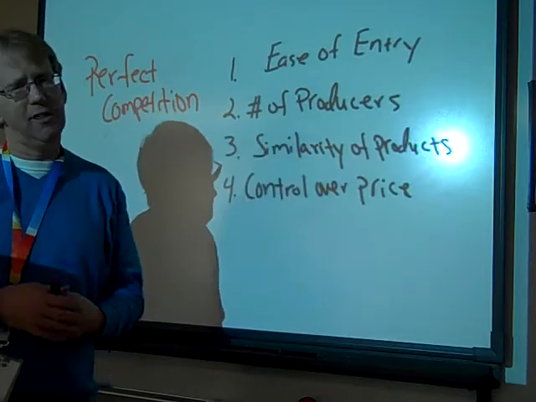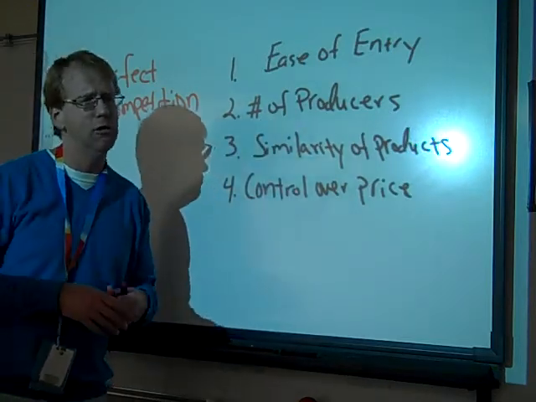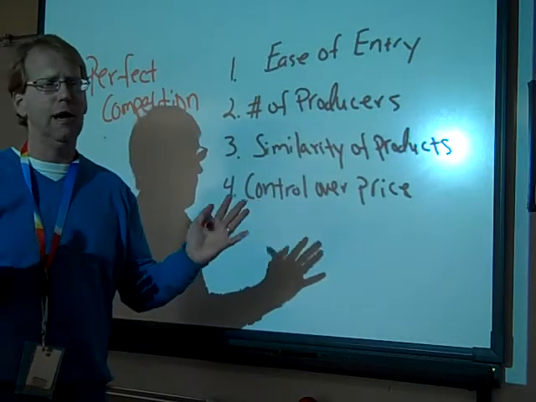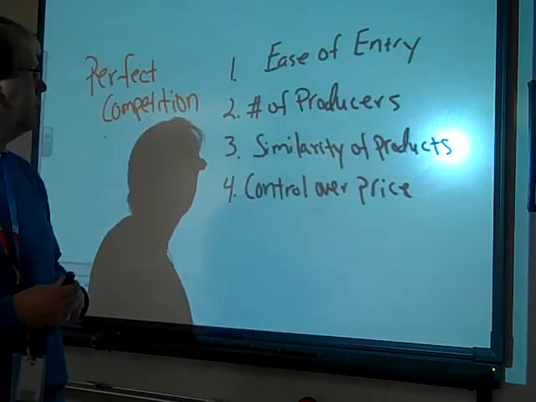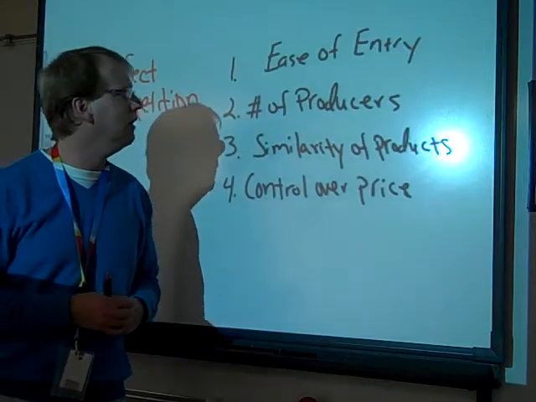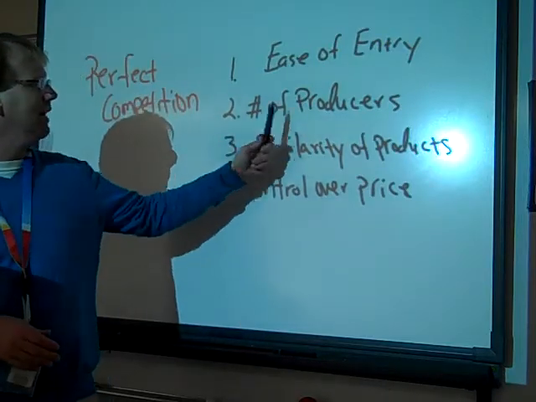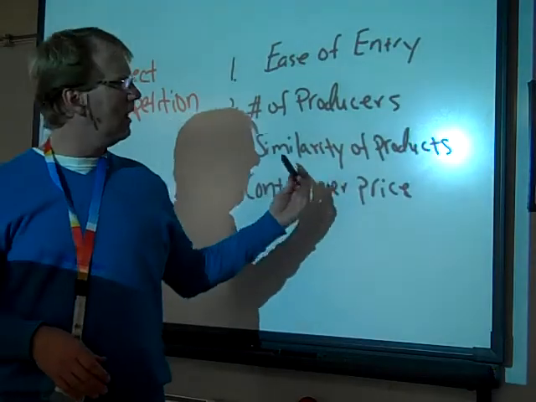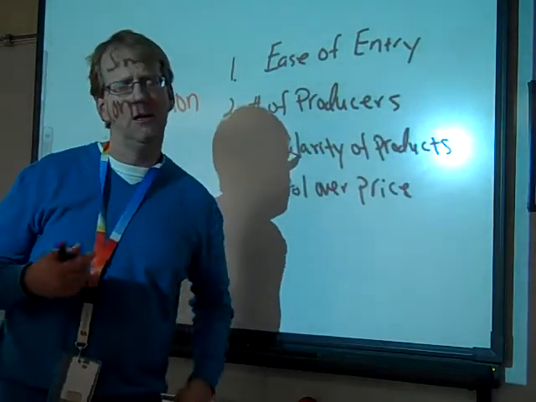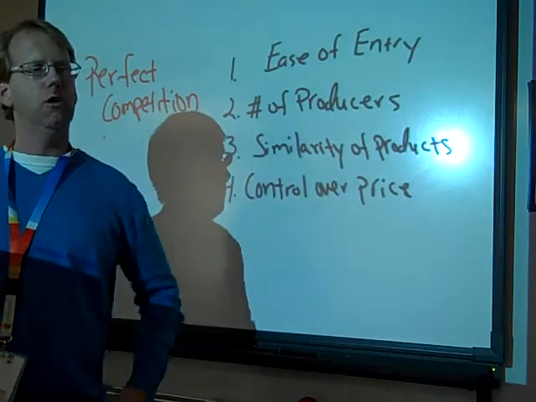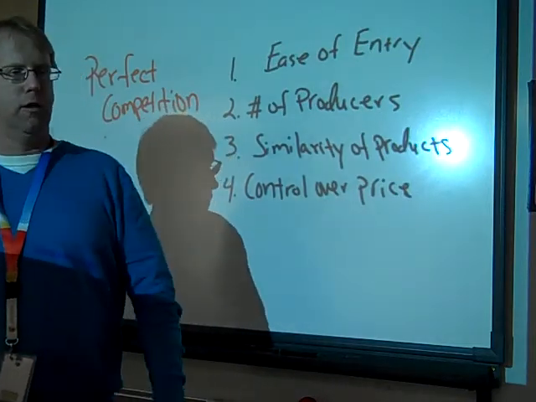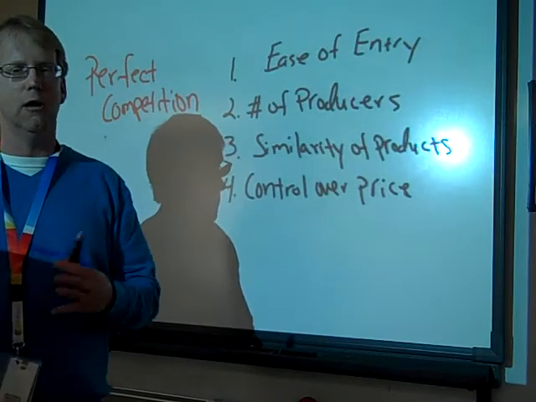And number of producers, if you think of the United States, I think there's well over 250,000 farmers in the United States. So there's a lot of producers out there growing different things here in the United States. So number of producers is relatively high. Similarity of products. Usually it's very similar products, and when you think about agriculture, if you grow corn, there's not a big difference between the corn you're growing in your field and the corn that's growing in your neighbor's field across the street or across the road.